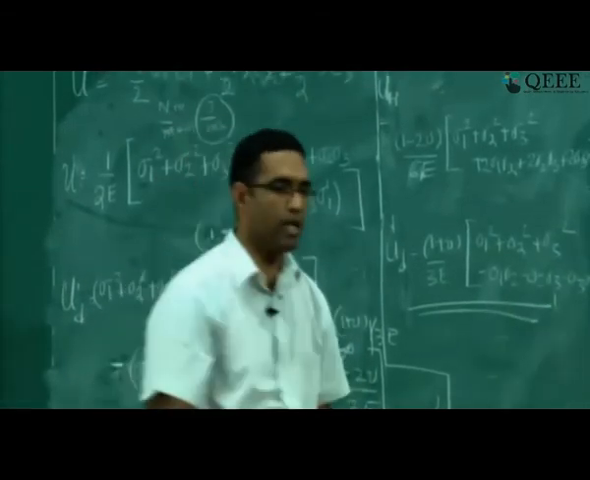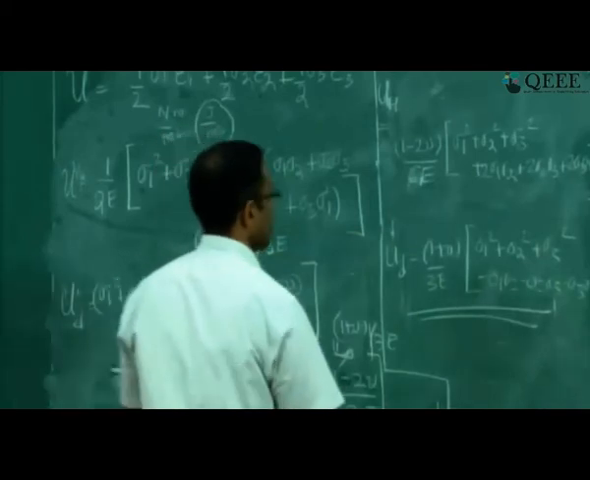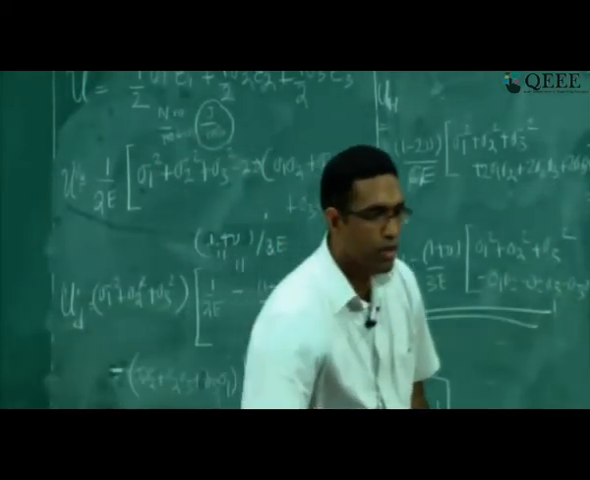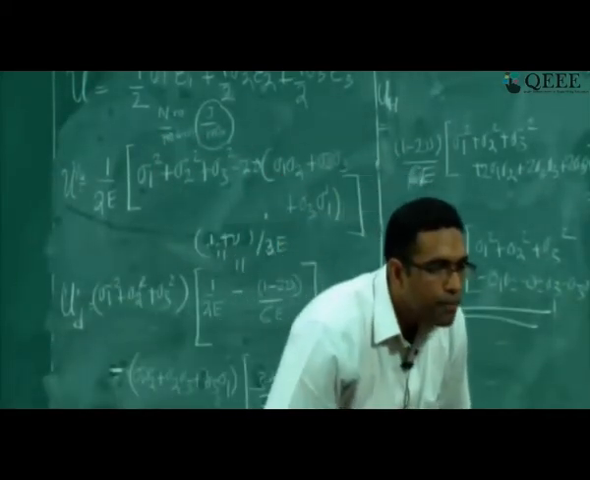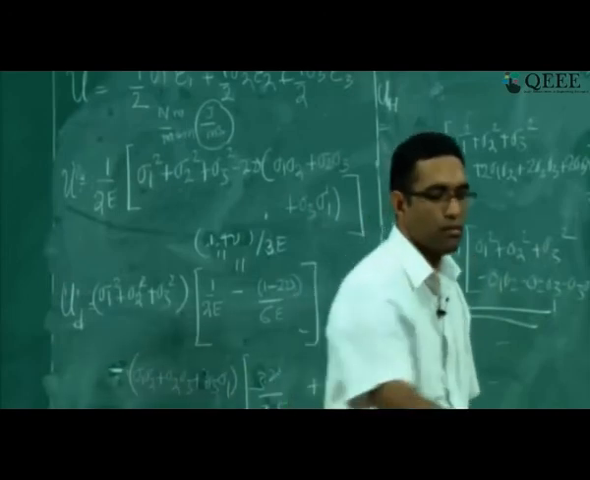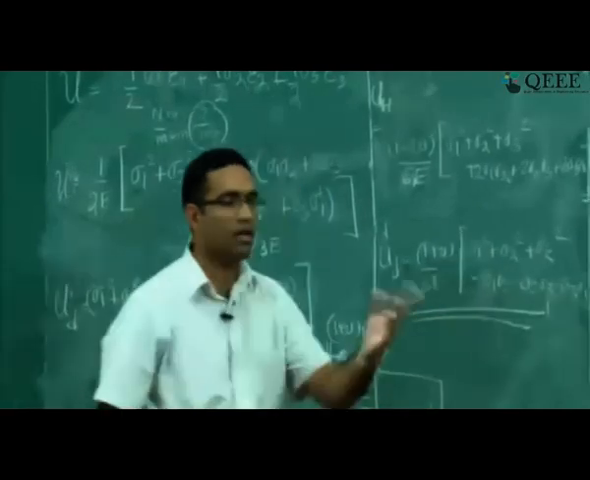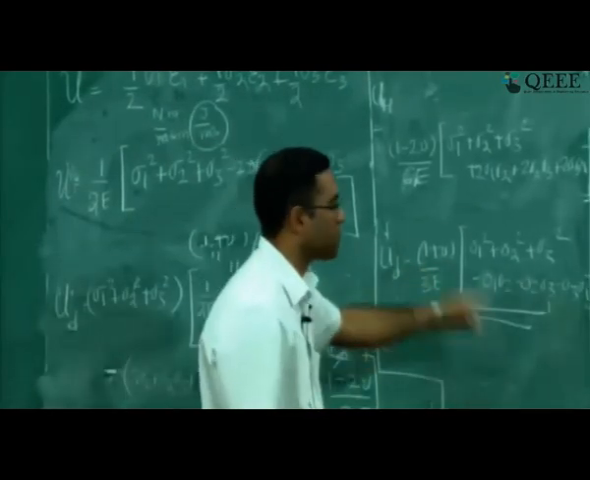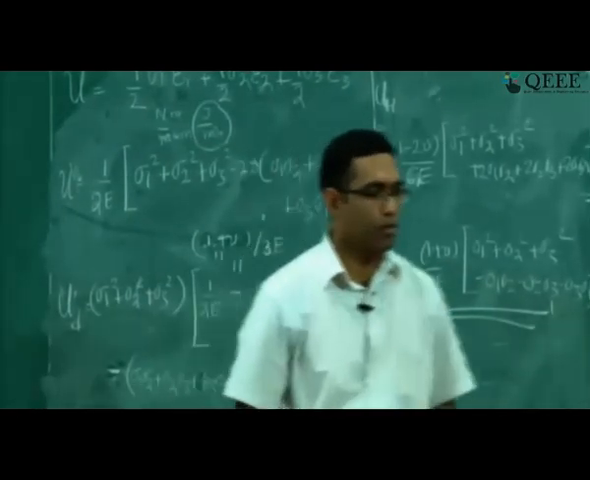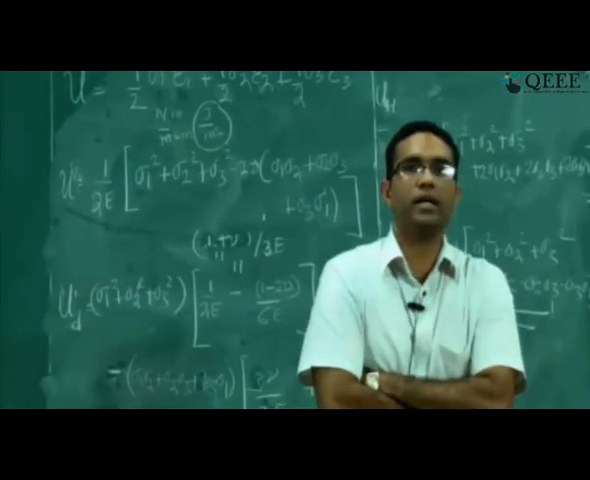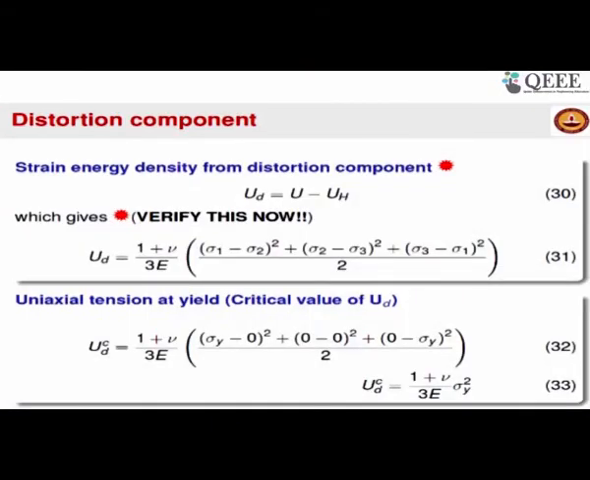Okay, distortion strain energy density is given by this expression, which is also written in the form of equation 31. Okay, this is also equation 31. You can try it out, but this is basically the same expression here. So I'll give you a little bit of a minute to take a look at that before we proceed.